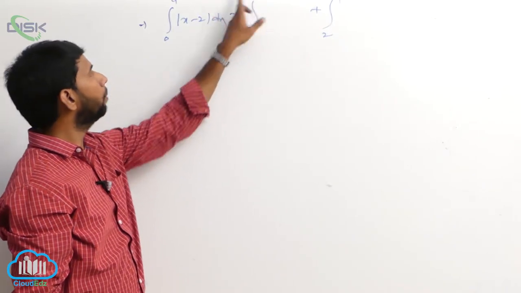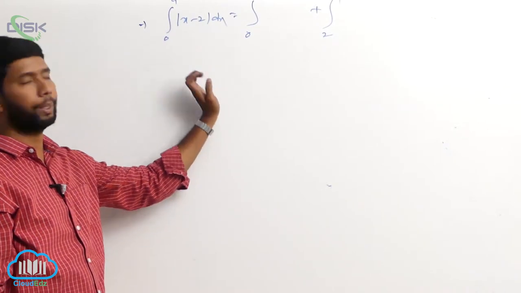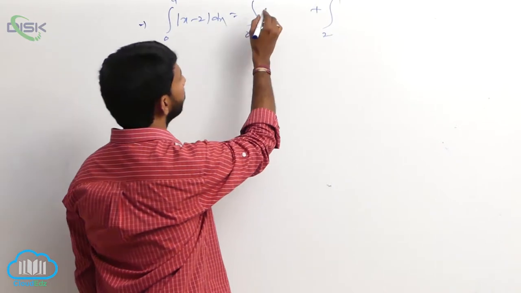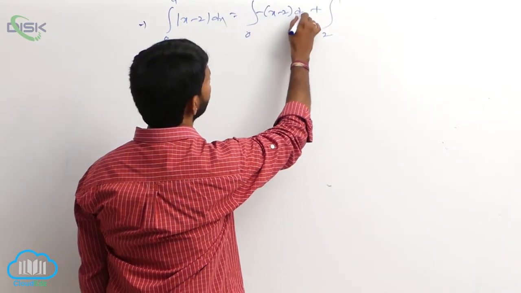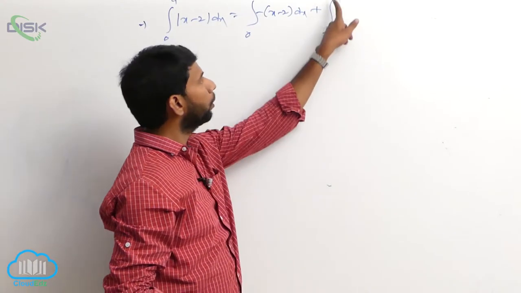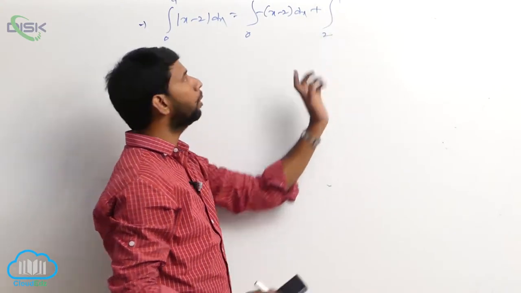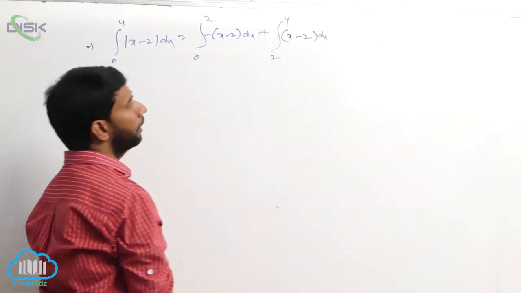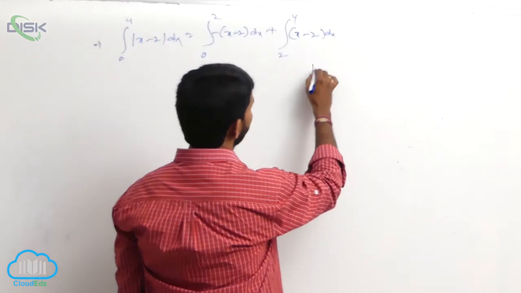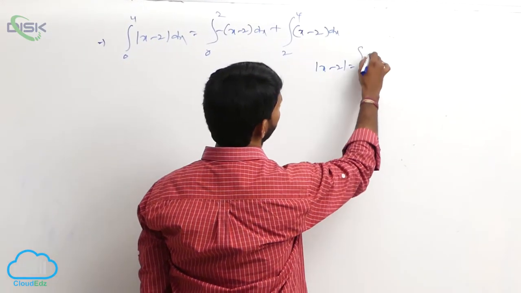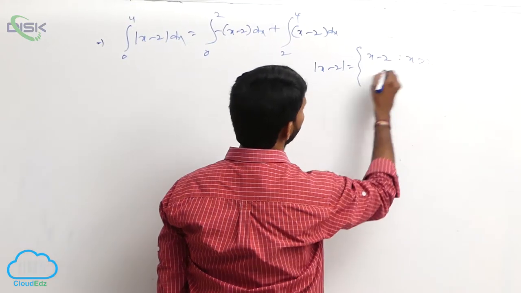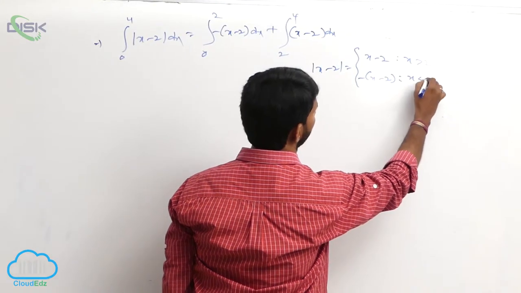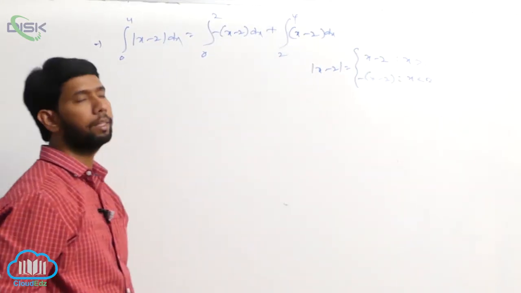In the 0 to 2 interval, mod of x minus 2 is either positive or negative. Here x is less than 2, which means mod of x minus 2 is negative, so it is minus of (x minus 2) dx. In the second one, 2 to 4, x is greater than 2, so mod of x minus 2 is positive, that is (x minus 2) dx. Since mod of x minus 2 equals x minus 2 when x is greater than 2, and minus of (x minus 2) when x is less than 2.